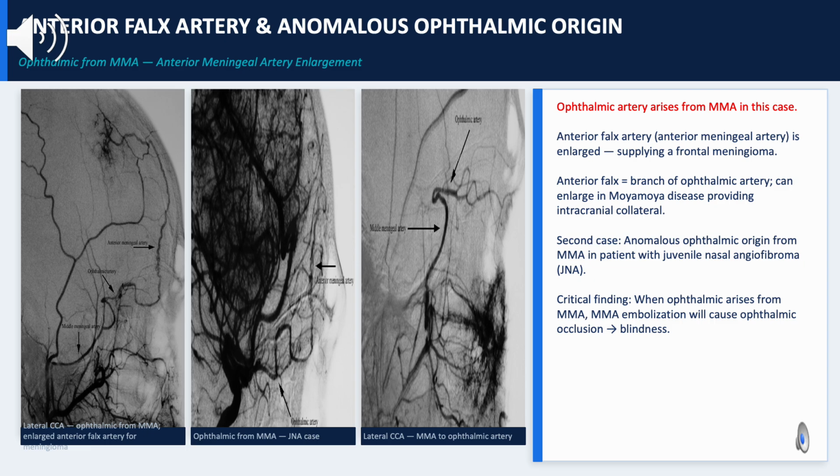The critical teaching: when the ophthalmic artery arises from the MMA, any embolization of the MMA for any indication, meningioma, devascularization, dural AVF treatment, epistaxis, will occlude the ophthalmic artery and cause blindness. This is not a risk to be managed. It is a contraindication to MMA embolization via standard ECA approach unless the ophthalmic origin can be protected by superselective catheterization distal to the ophthalmic origin.